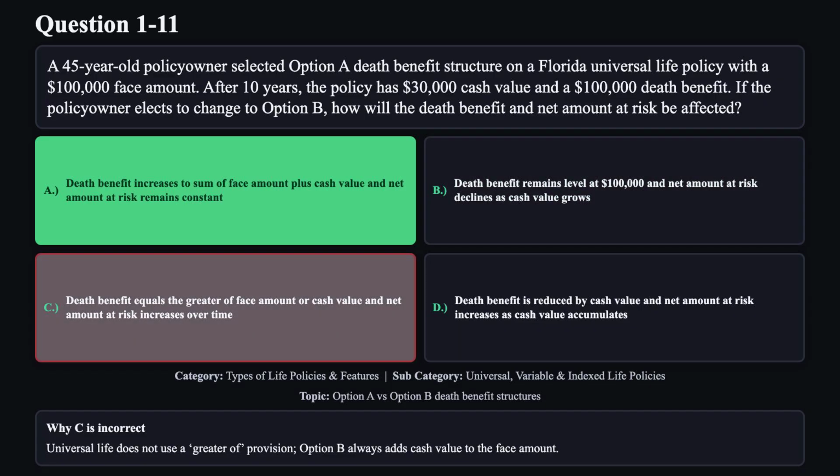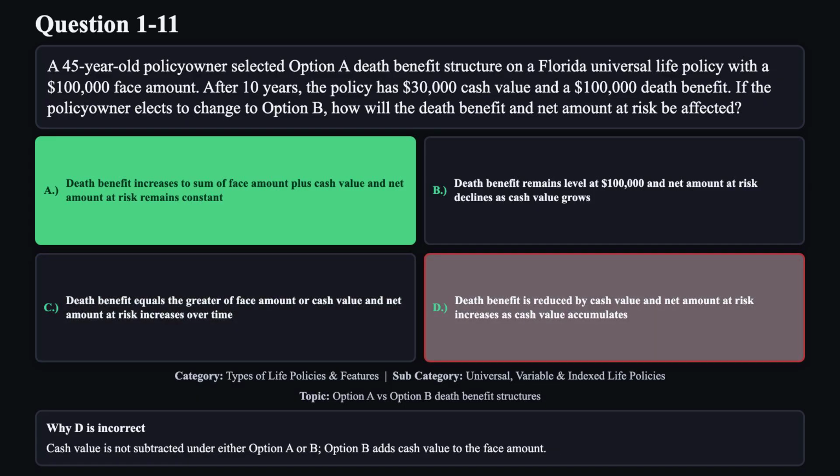Reason C is not correct. Universal life does not use a greater of provision. Option B always adds cash value to the face amount. Reason D is not correct. Cash value is not subtracted under either option A or B. Option B adds cash value to the face amount.